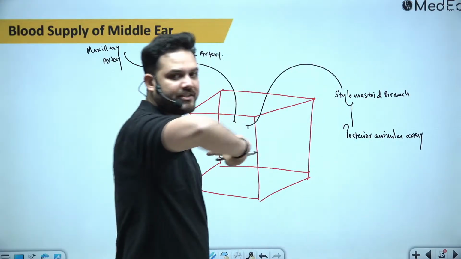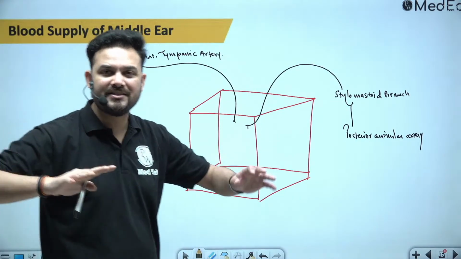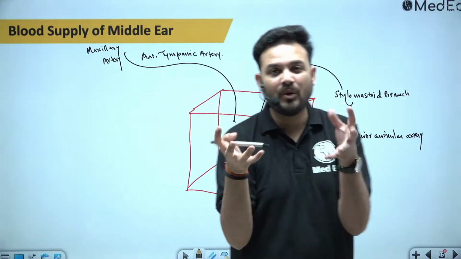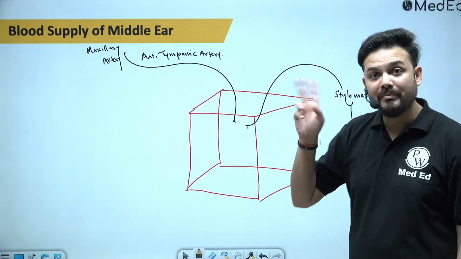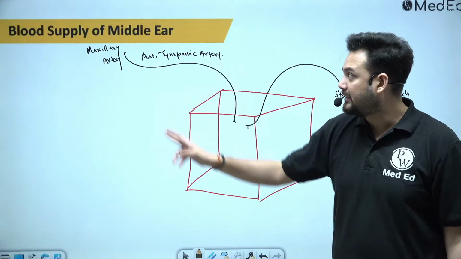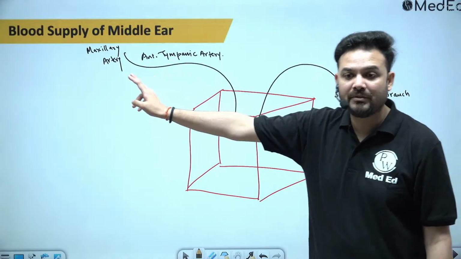So these are the main two branches I'm telling you, I'm not going into all the branches. There are many small tributaries, small vessels as well. Don't worry about those small vessels. But just remember the two major arteries which are supplying the middle ear. That is the anterior tympanic artery, which is a branch of the maxillary artery.